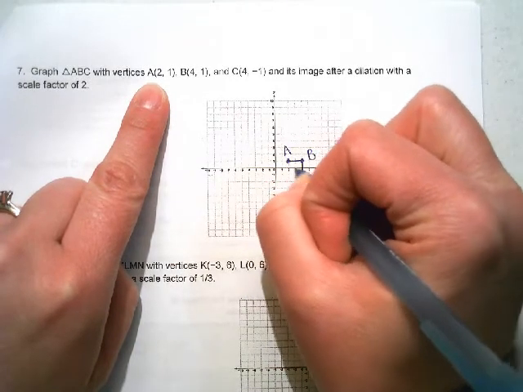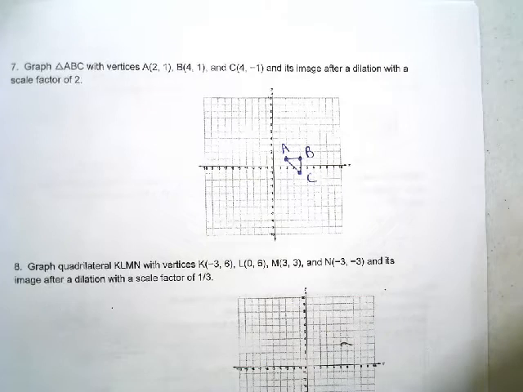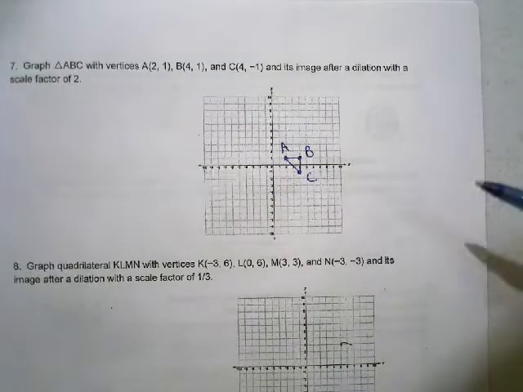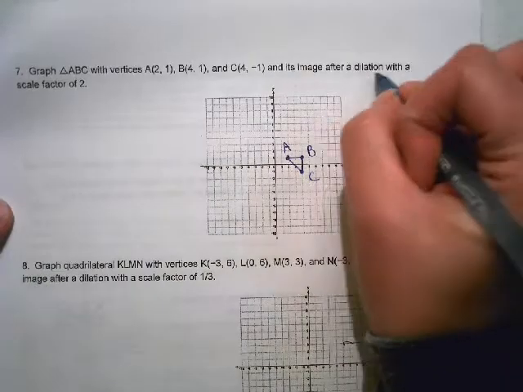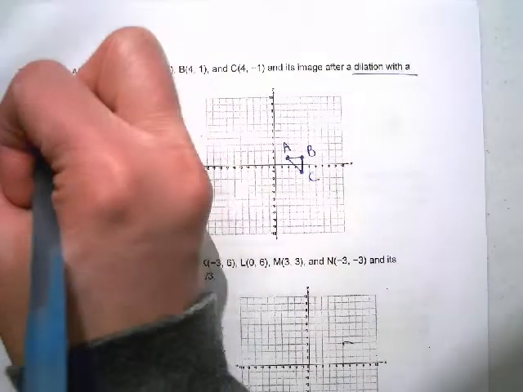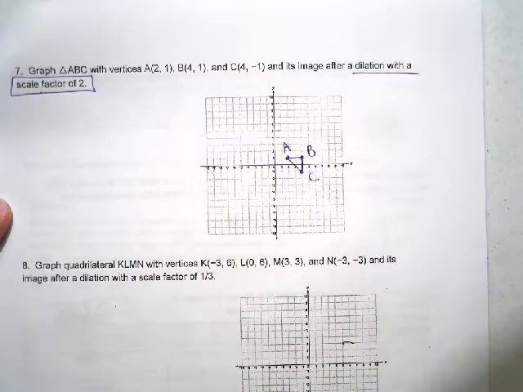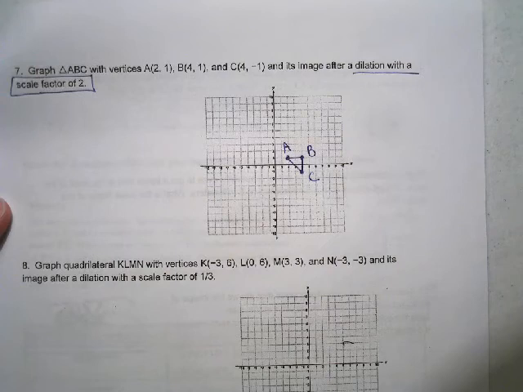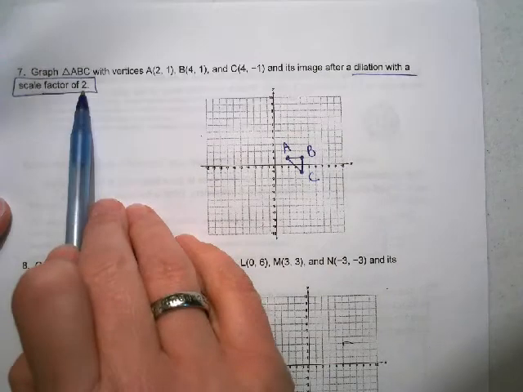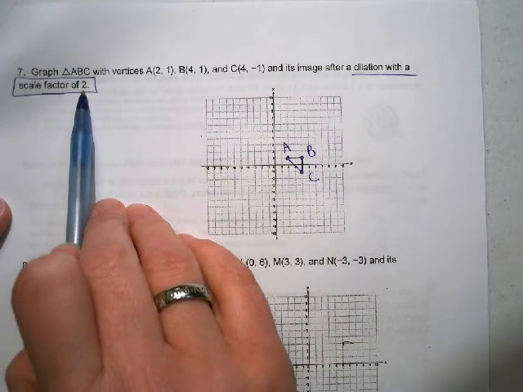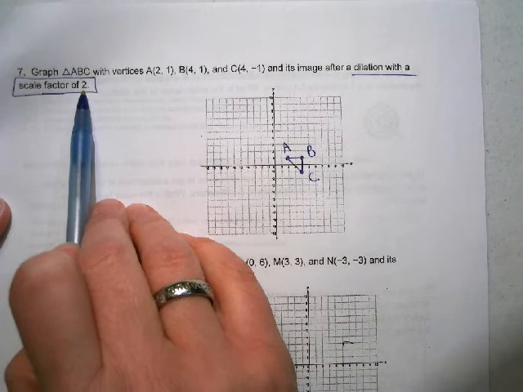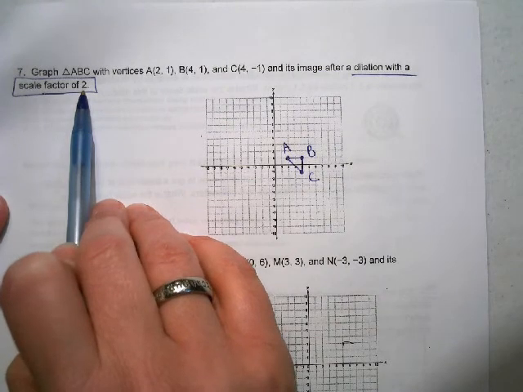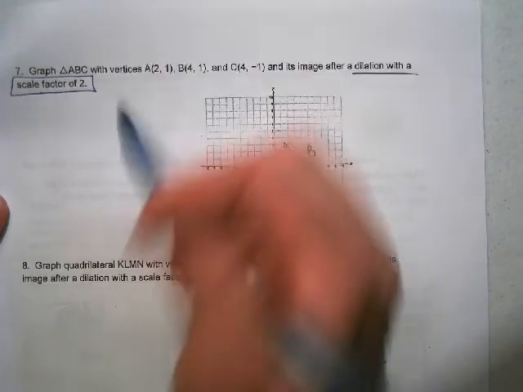I was just leaving my letters off for a second because sometimes if I put my letters on there, then when I connect the lines, it kind of goes over top of it. Now, we're going to be doing a dilation with a scale factor of 2. If I was in class, where we were together, I would be asking you, is this going to get bigger or smaller? And you should be looking at this number telling me, well, since it's over 1, it's going to get bigger.